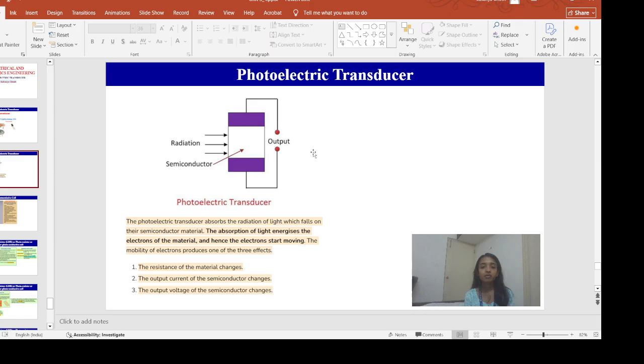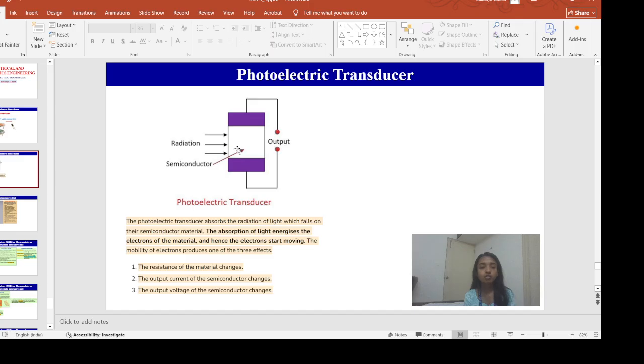So first today we will see what is the photoelectric transducer. This photoelectric transducer is made up of a photosensitive element out of the semiconductor material. So this is my semiconductor material. It will absorb the radiation of light when this light falls on the semiconductor material, and the absorption of this light will energize the electrons in the semiconductor, and hence the electrons will start moving.